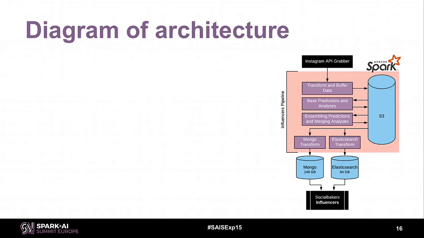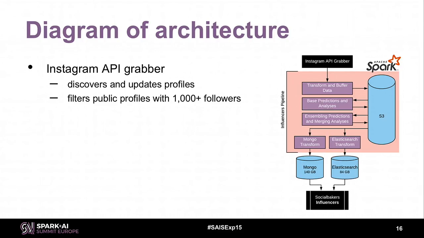Here on the right side of the slide, you can see a diagram of what we have built. It starts with Instagram API Grabber. This is not part of the influencers pipeline. The influencers pipeline is built strictly on S3 and Spark. The Grabber is not. The Grabber is used to search for new profiles on Instagram, to download them through the API, to filter them, and keep only those that are public and have at least 1,000 followers. It also caches these profiles.